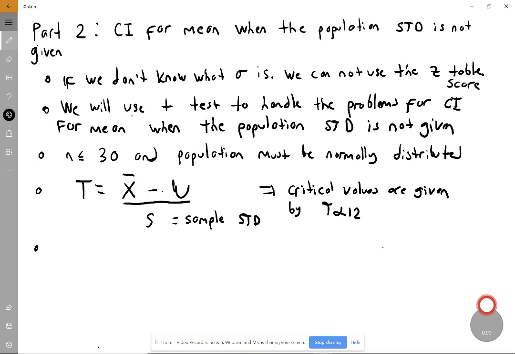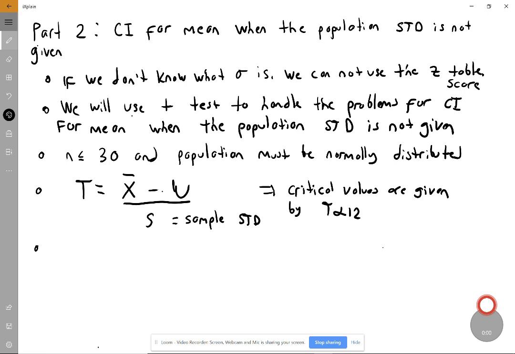So today's lecture is going to be on confidence interval for mean when the population standard deviation is not given. In the previous lecture we covered the confidence interval for mean when the population standard deviation was given. That was a different case. We used the z-table to determine the confidence interval for mean, right?